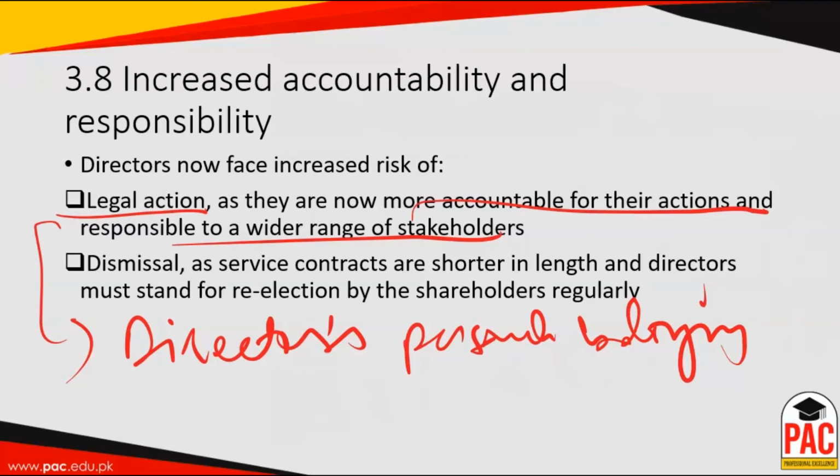Number one. Number two, dismissals from the board. As service contracts are shorter in length, directors must stand for re-election by the shareholders regularly, at least yearly. Why? Because if the shareholders think that directors are not performing well and the shareholders are not getting enough out of their company, they can, with the power of their vote through their shares, change the directors and chairmen. So dismissals and legal actions are both part of accountability and responsibility, thereby resulting in a better performance of directors.